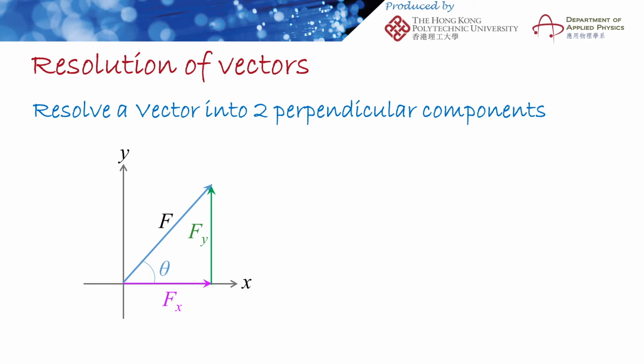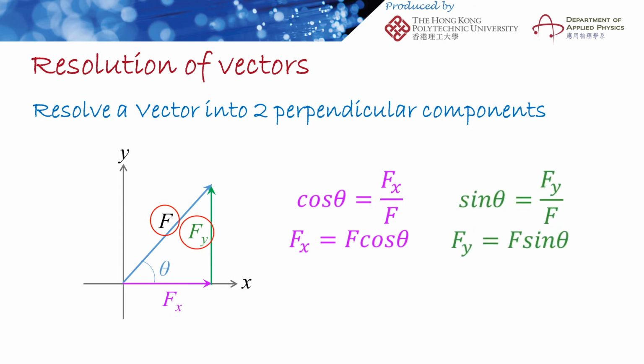Vector Fx and vector Fy can be considered as unknowns. To find vector Fx, we have the adjacent side and the hypotenuse. Cosine will be used. Cosine theta is equal to Fx over F. So Fx is equal to F cosine theta. To find vector Fy, we have the opposite side and the hypotenuse. Sine will be used. Sine theta is equal to Fy over F. So Fy is equal to F sine theta. Then we can go through some related examples.